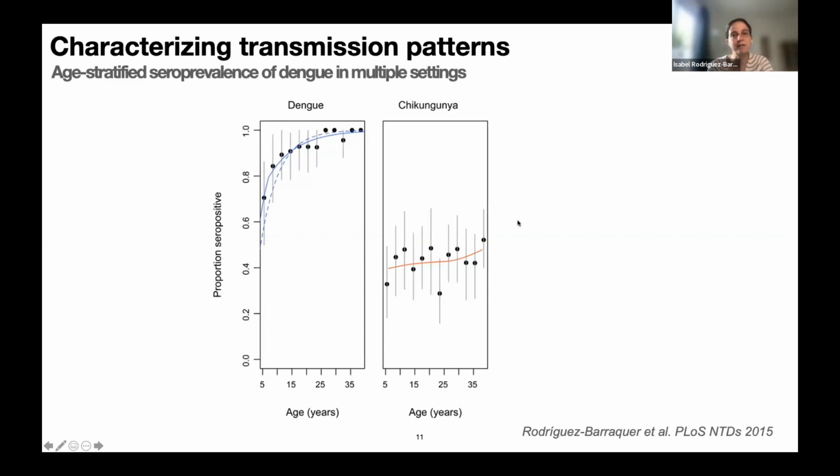But beyond just estimating attack rates, it's super useful to characterize transmission patterns, right? So this is again the same survey that we conducted in Chennai, where we measured antibodies against dengue, but also against chikungunya. And while in dengue we got this very nice age pattern with increasing seropositivity with age, which is what you expect when a pathogen is in endemic circulation, for chikungunya we got essentially a flat age response, consistent with more epidemic or a single outbreak of a disease. And this is because in endemic situations, people who have lived for longer, older people, have also been exposed for more time, so are likely to be positive.